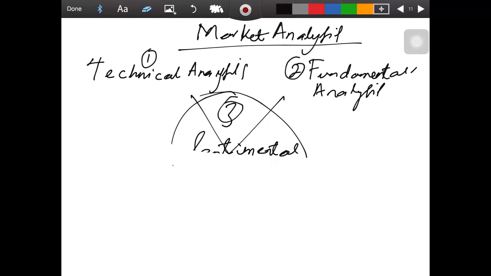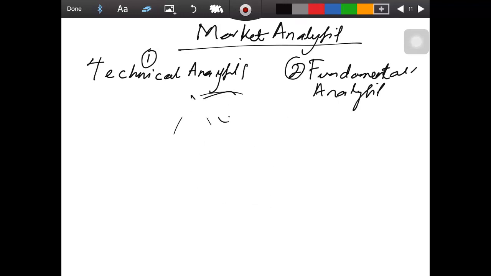It was just mentioned in passing. Okay, now some traders use only technical analysis, some traders use only fundamental analysis, while some traders use both technical analysis and fundamental analysis.